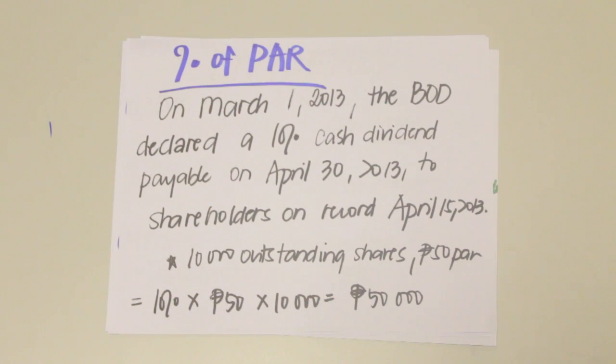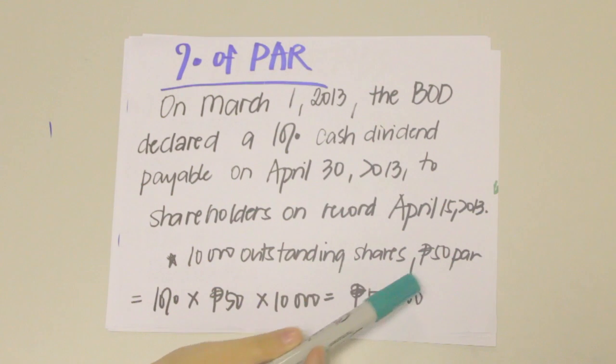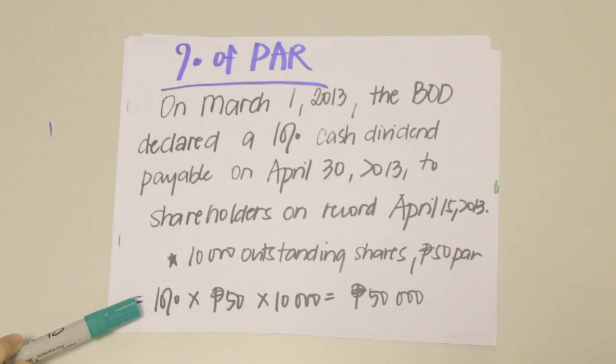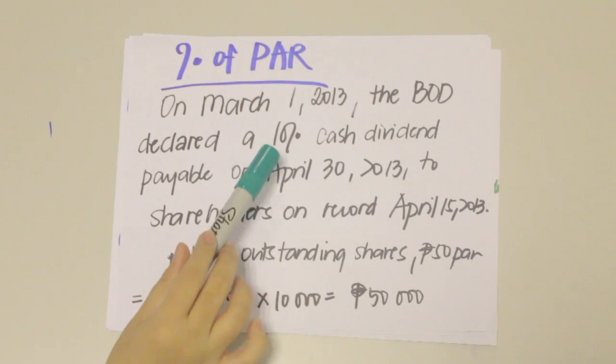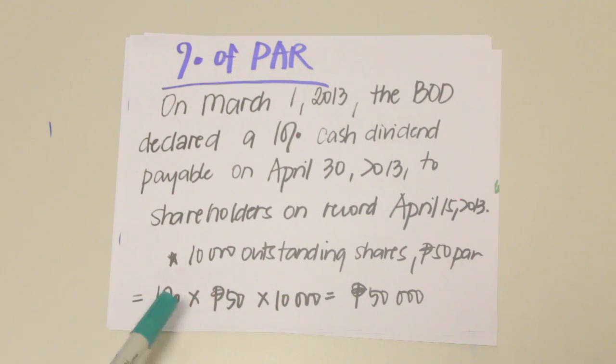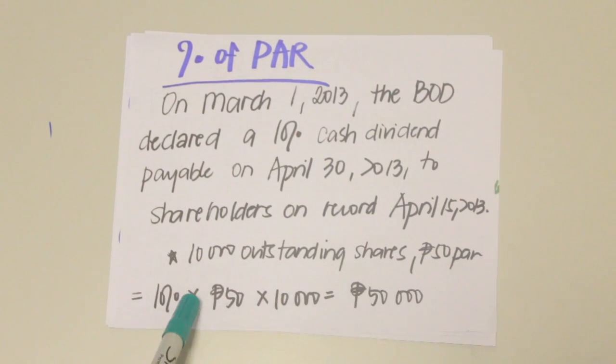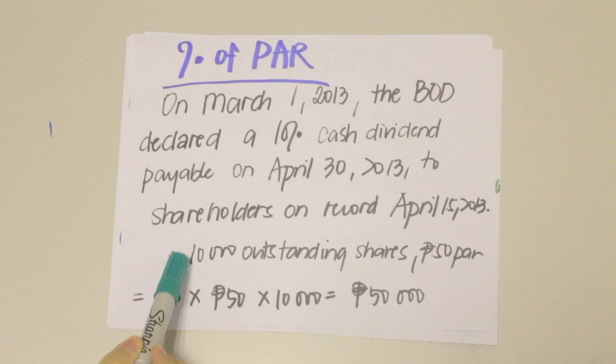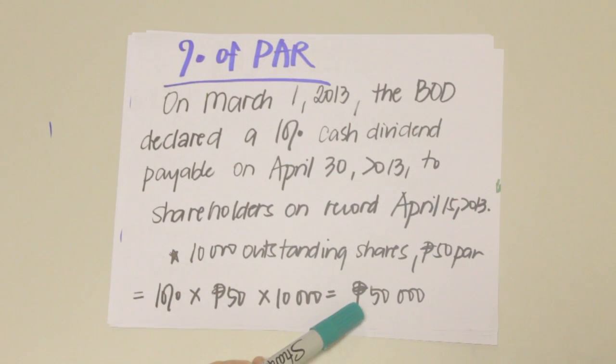On March 1, 2013, the Board of Directors declared a 10% cash dividend payable on April 30, 2013 to shareholders on record as of April 15, 2013. So assuming that the company has 10,000 outstanding shares with 50 pesos par value, we compute for the total cash dividends by multiplying 10%, which is the rate of cash dividend, by 50 pesos par value by 10,000 outstanding shares. So that's a total of 50,000 pesos.